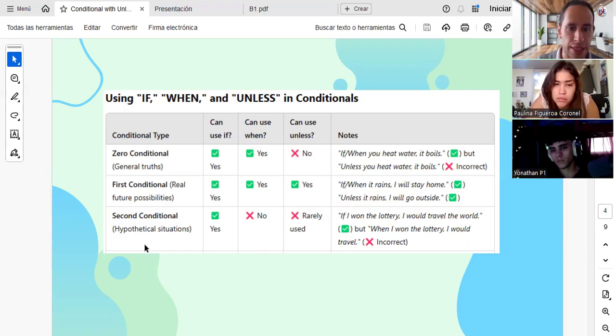Okay? And the last one, with second conditional, we just use if. Hypothetical situation. Why? We're not sure. I mean, we cannot use when because we are not sure, right? So if I won the lottery, I would travel the world. But when I won the lottery, I would travel. That's incorrect. So in this case, with second conditional, we just use if. So far, so good. Guys, do you have any question?